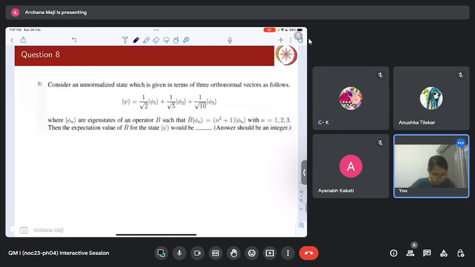Question 8. Consider an unnormalized state which is given in terms of three normalized vectors as follows, where phi n are eigenstates of an operator B such that this holds for n equal to 1, 2 and 3. Then the expectation value of B for the state psi would be, so your answer should come out to be an integer. So you do this and let me know what you are getting for the expectation value of B for the given states psi.